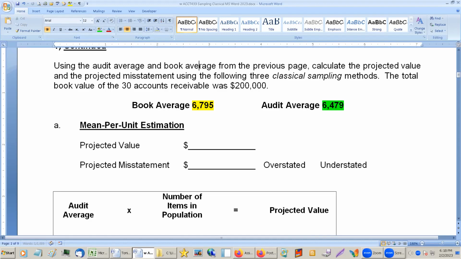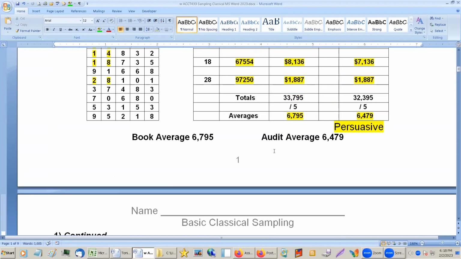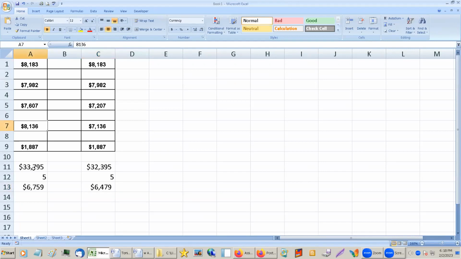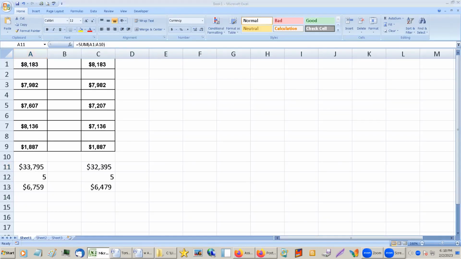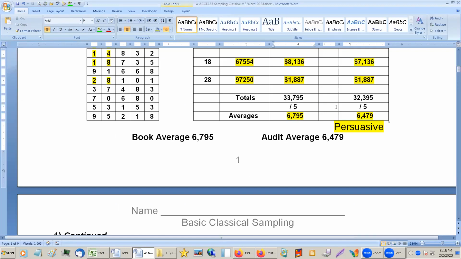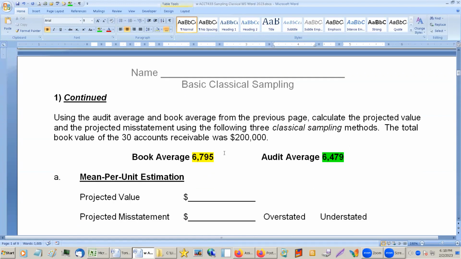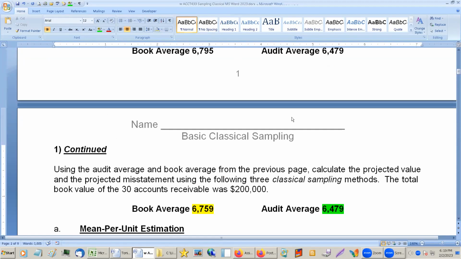Professor, I'm getting a different number for the book average. I get 6,759, not 6,795. Let's see here. You got 6,759? That's what you're showing on this screen now, but on the working document you have 95. You know what that is? That's a transposition error. Thank you. 6,759. Good catch. Let me change that. So 6,759.